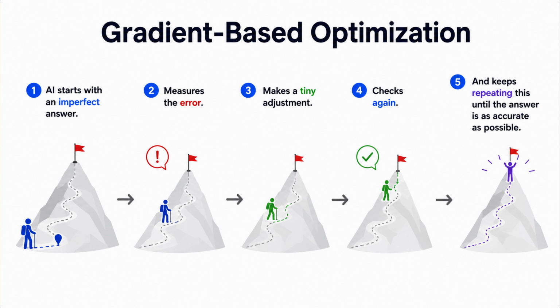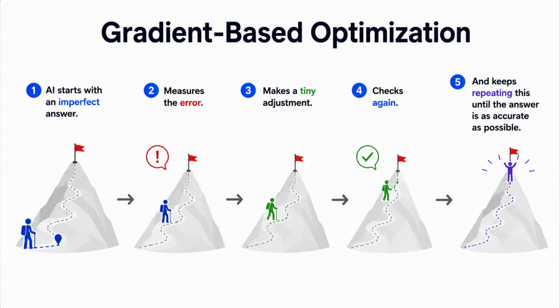AI starts with an imperfect answer, measures the error, makes a tiny adjustment, checks again, and keeps repeating this until the answer is as accurate as possible. That's gradient based optimization. It is widely used in machine learning and deep learning to train models, optimize engineering designs, and solve complex mathematical problems.